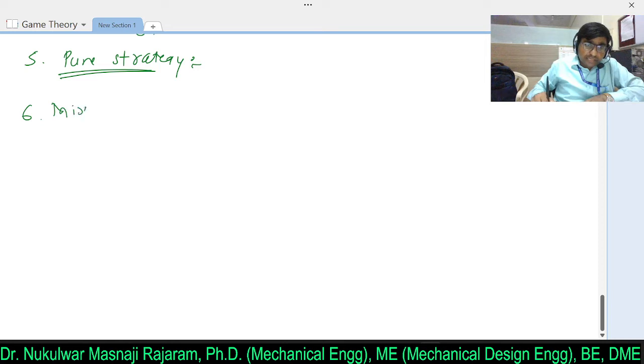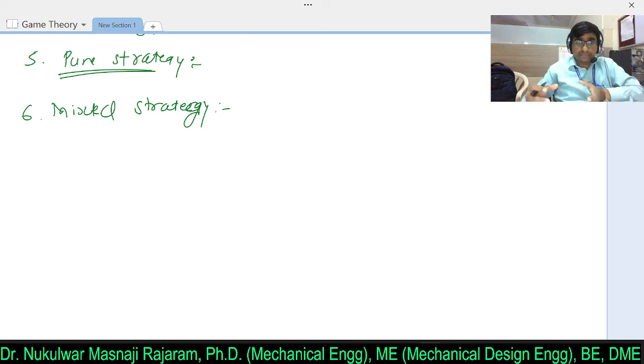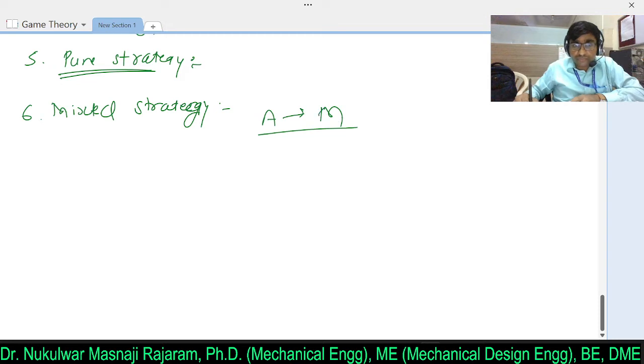In line with that, next is a mixed strategy. Clear? It is a decision in advance of all plays to choose the course of action for each play in accordance with some probability distribution. When any player plays any activity or any course of strategy based upon some probability, clear? This is also called a mixed type of strategy.